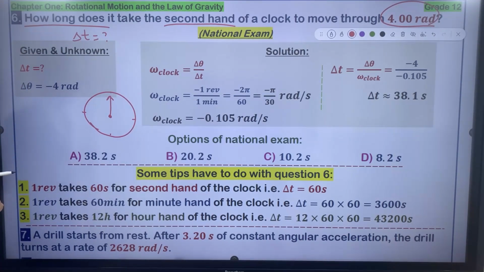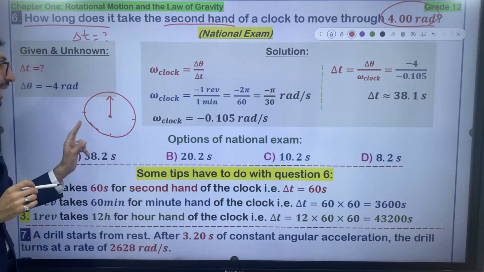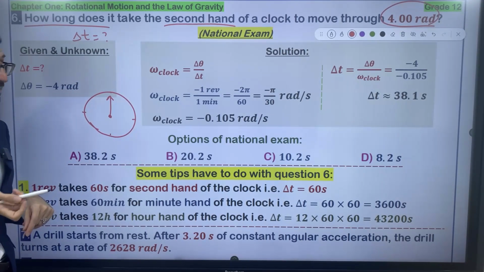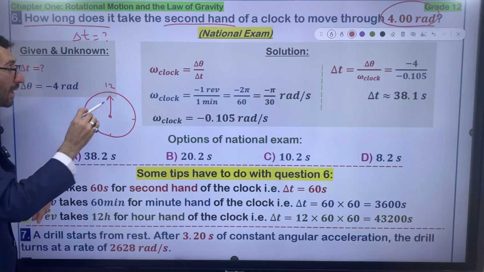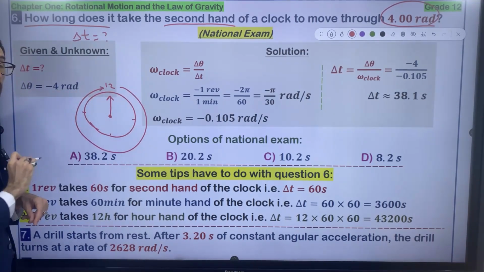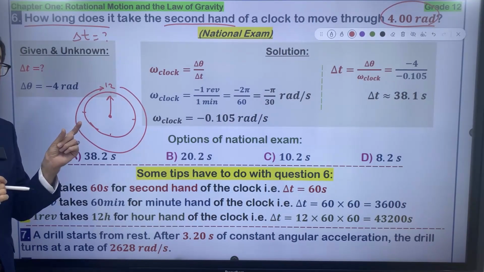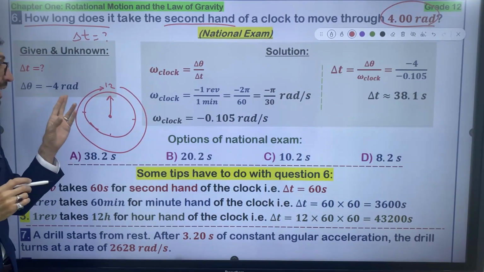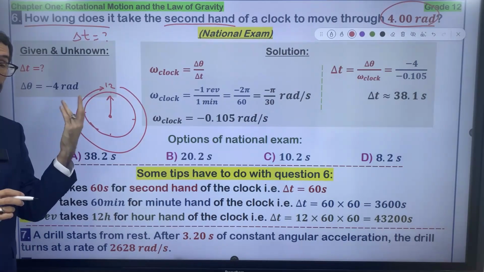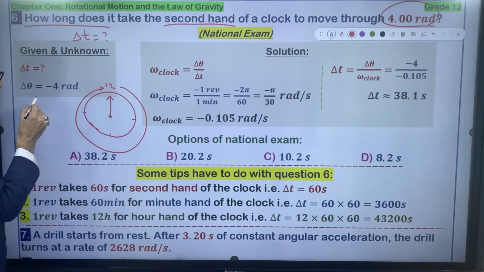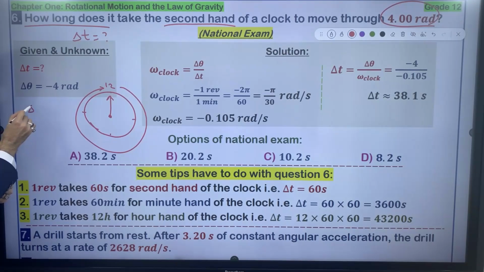I have a question for you. How long does it take the second hand to complete one full cycle from 12 o'clock till 12 o'clock? How many seconds does the hand actually take, right? Of course, I'm sure you know the answer, because delta t is equal to 60 seconds, or 1 minute. So this information is constant for all clocks and watches all over the world.